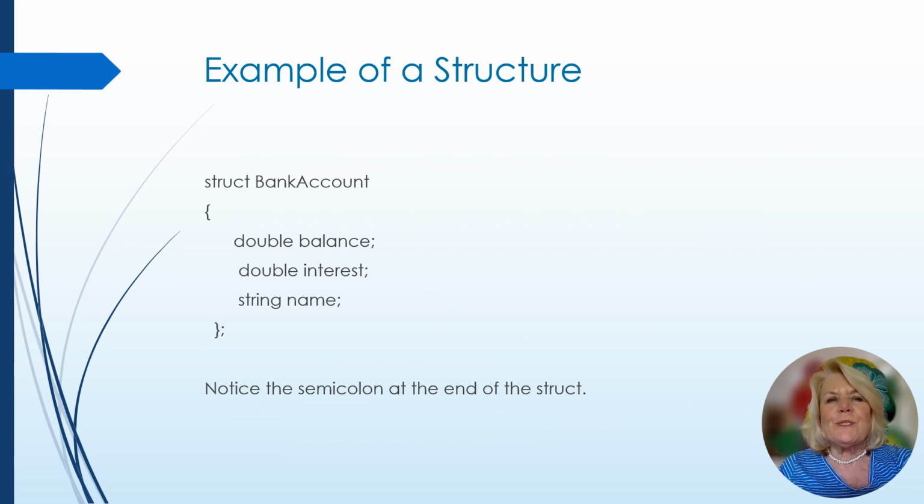This slide shows an example of a struct. The name of the struct is bank account. Naming a struct uses the same rules as naming any other identifier. There are three members of this struct: balance, interest, and name. When a variable of the bank account struct is created, it automatically has a balance, interest, and name as part of the variable. Notice that the second curly brace for the struct has to have a semicolon after it.